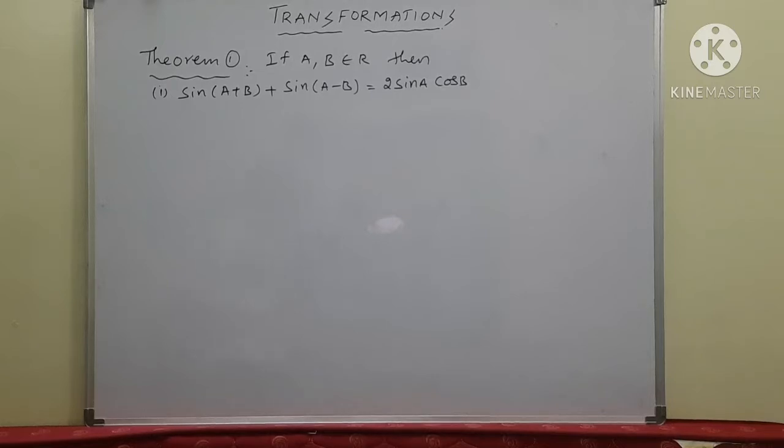If a, b belong to capital R, then we need to prove that sine of a plus b plus sine of a minus b is equal to 2 sin a into cos b. So which is very important.